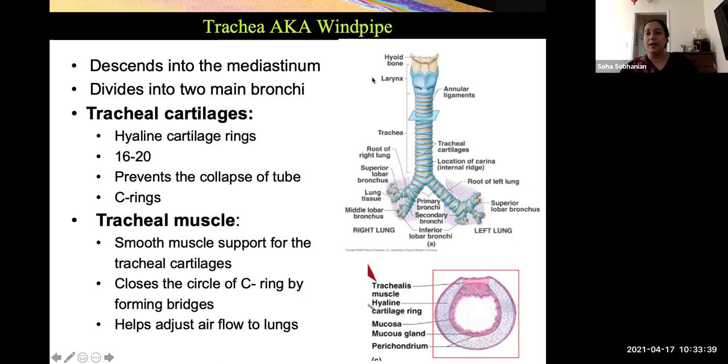Okay, so here is another view. Here is your thyroid cartilage. That's your arytenoid cartilage right here. And again, if you're looking at it from the top view, those would be your two smaller cartilages that are basically holding your vocal cords in place.